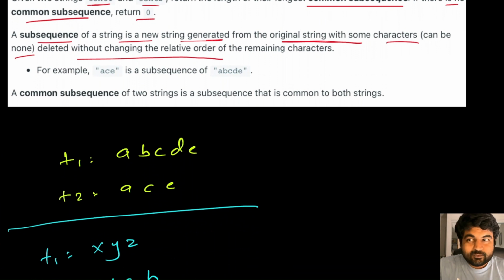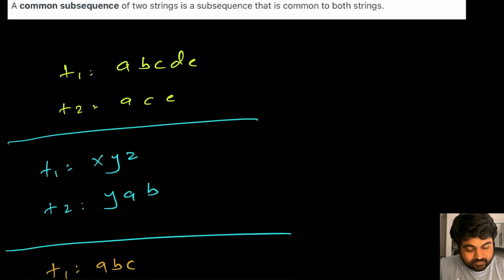So without getting too much into the details of the definition, let's try to understand what we are being asked to solve. Basically, we are given two strings text1 and text2. Text1 currently has 5 characters A, B, C, D, E, and text2 has 3 characters A, C and E. If from text1 we eliminate the characters B and D, we can create A, C and E, and the sequence of relative order remains the same between both the strings.